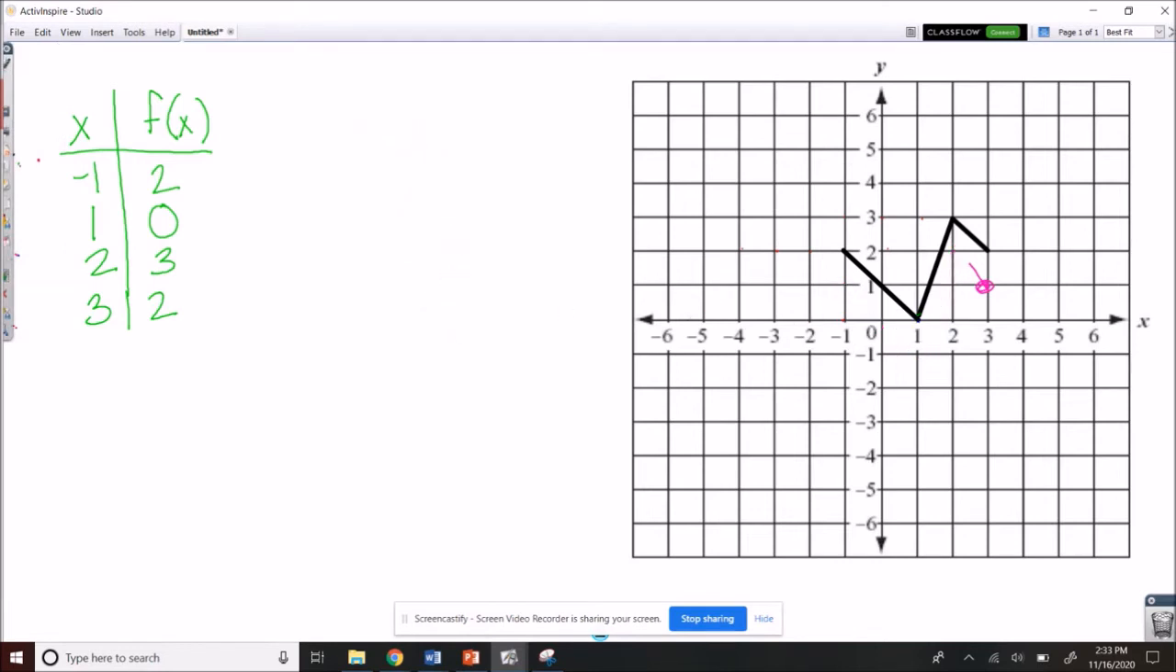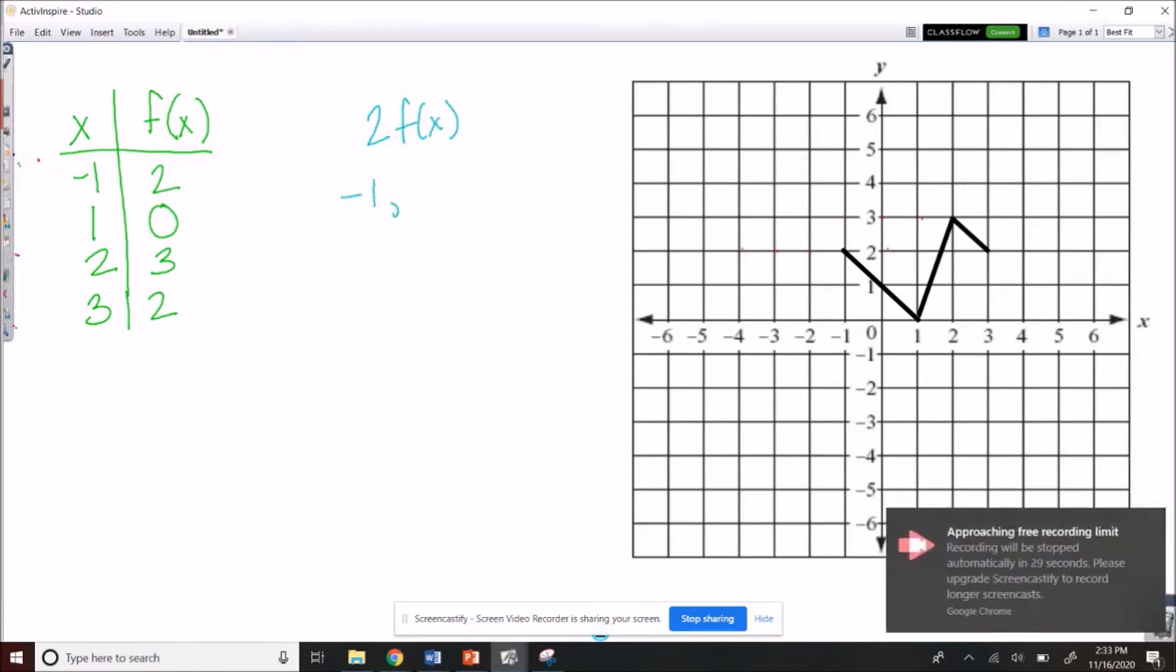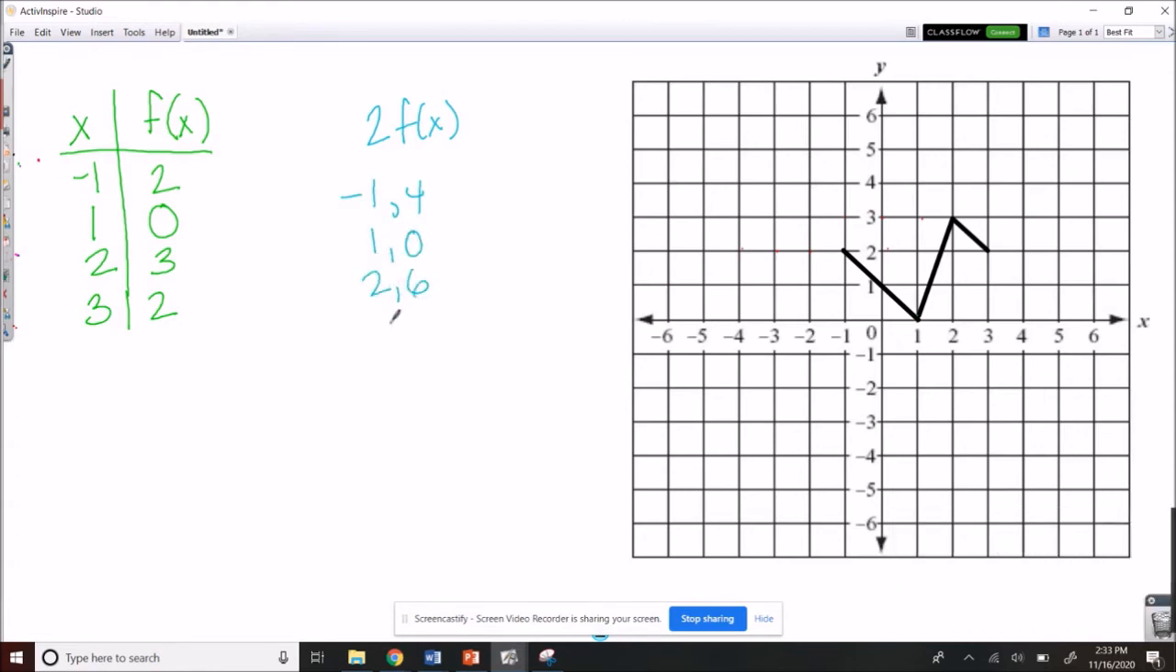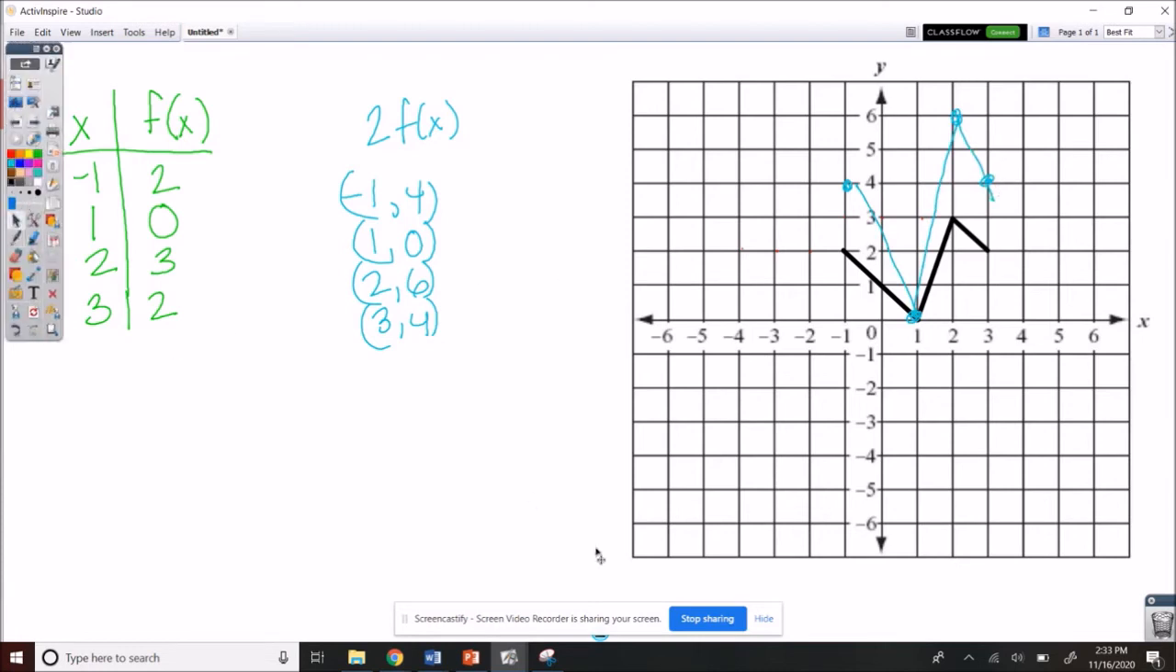Okay, then the last thing that we're going to do is our stretch and our shrink. So let's say we have a 2f of x. We're going to double all the y values. So that's (-1, 4). (1, 0) doesn't do anything. (2, 6), and (3, 4). All of those ordered pairs. So notice I'm doubling the y value. So (-1, 4), (1, 0) again doesn't change, (2, 6), and (3, 4). We see that this is stretched.